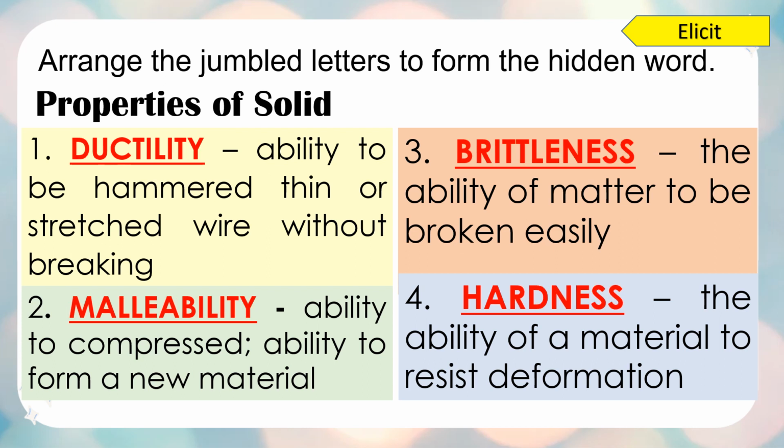And now, let's check your answers. For number 1, the answer is ductility. It means the ability to be hammered thin or stretched into wire without breaking. Number 2, malleability. It is the ability to compress, the ability to form a new material. Number 3, brittleness, the ability of matter to be broken easily. And lastly, hardness, the ability of a material to resist deformation.